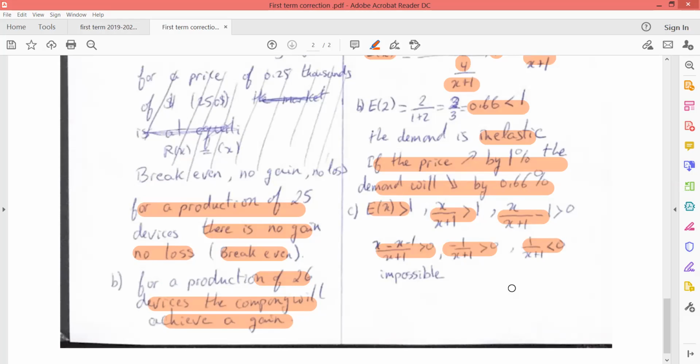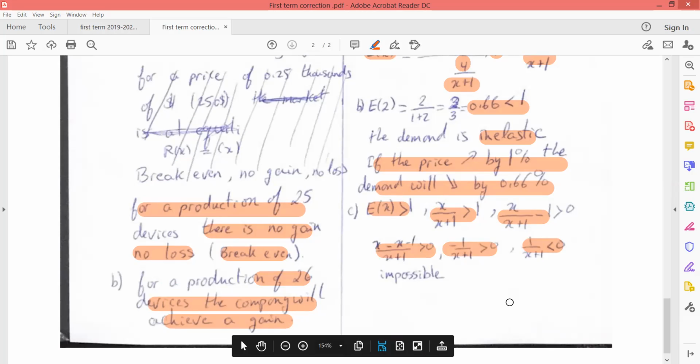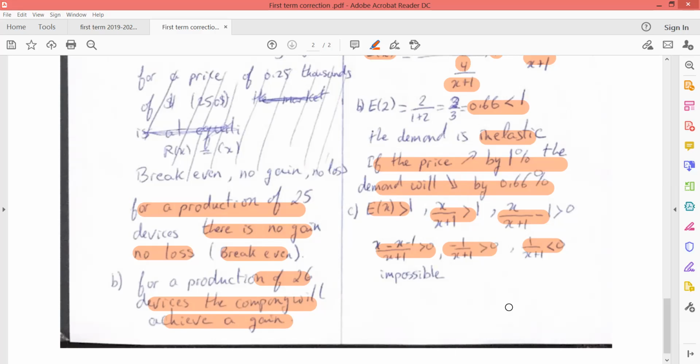Why is it impossible? X plus 1 would be less than 0, meaning x is less than minus 1, which is impossible, because x cannot be negative. So it is not possible.